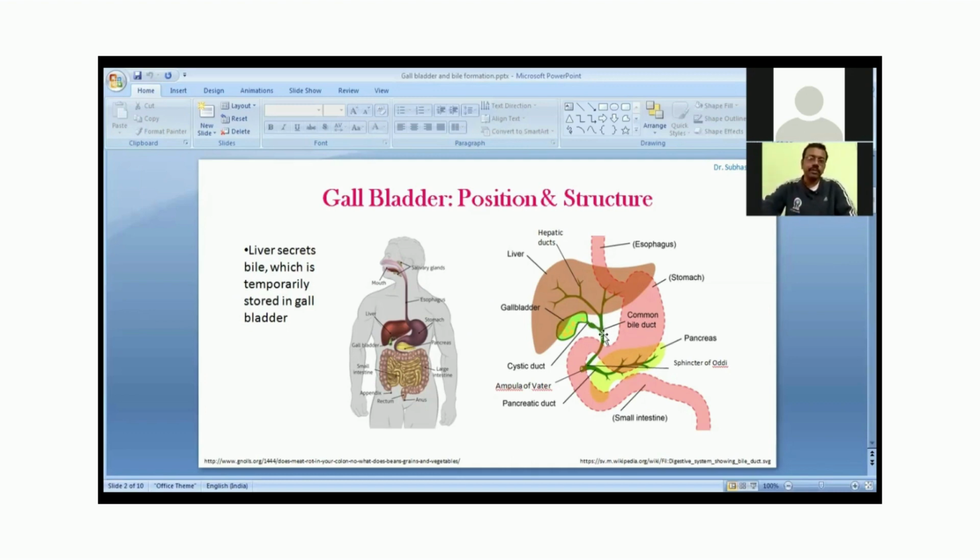Bile comes out of the gallbladder, it goes through this common bile duct, and through this opening called ampulla of Vater, it is poured into duodenum. The same duct is also utilized by pancreatic juice to pour into duodenum. So the sphincter that controls the emission of pancreatic juice and bile into the duodenum is called sphincter of Oddi.